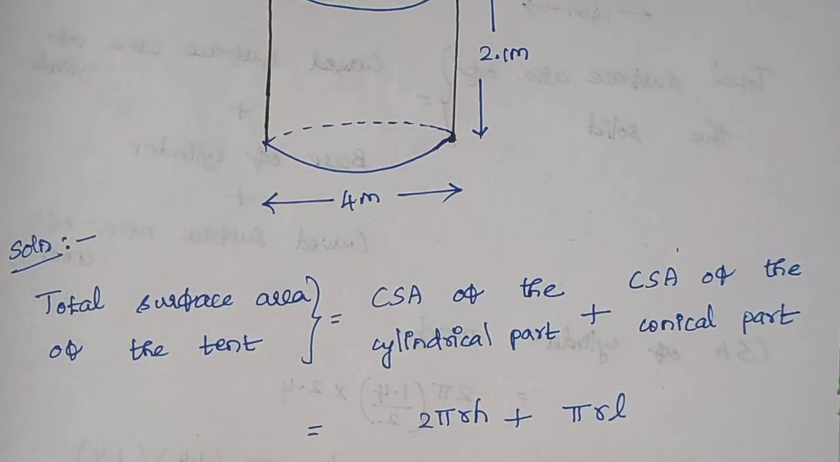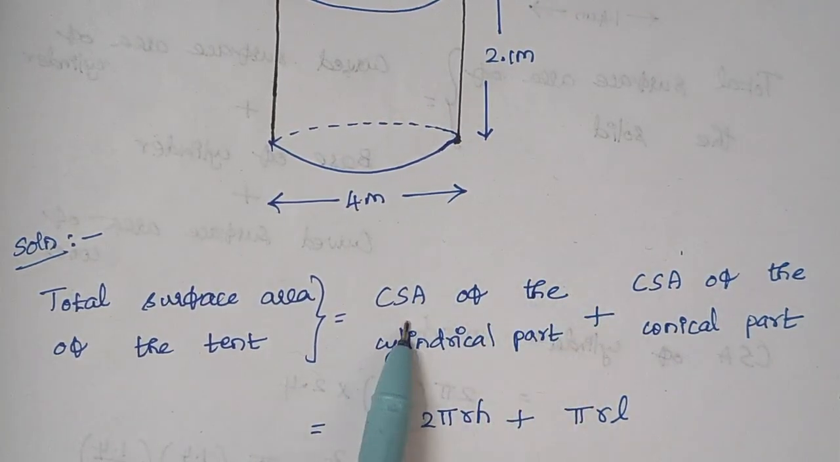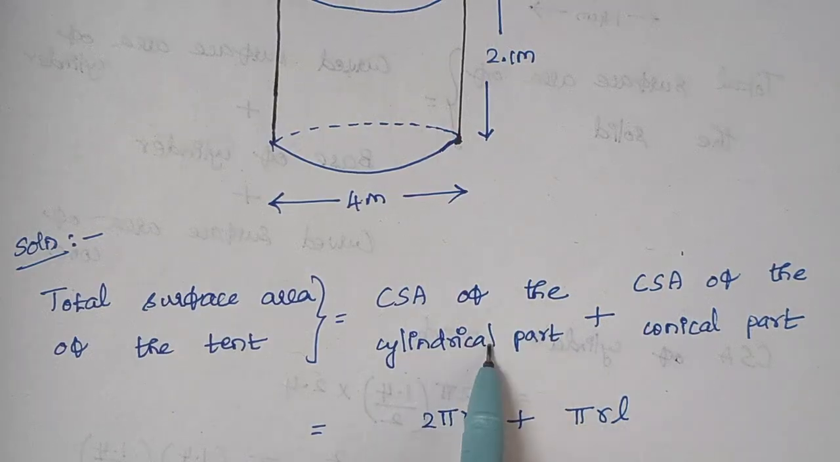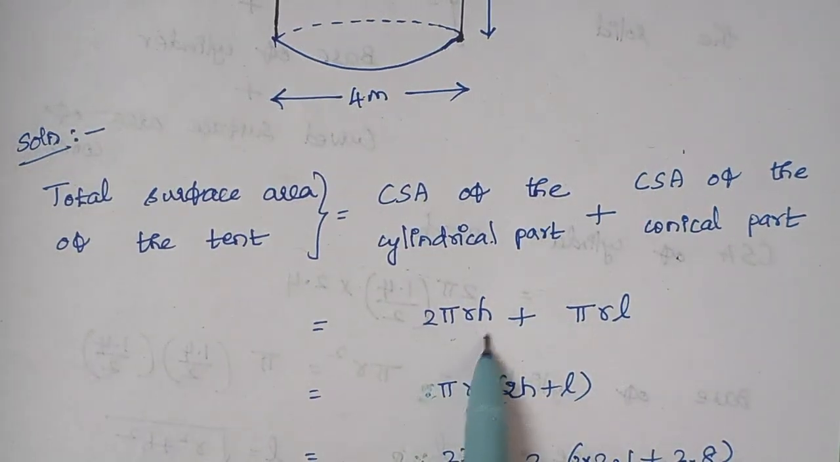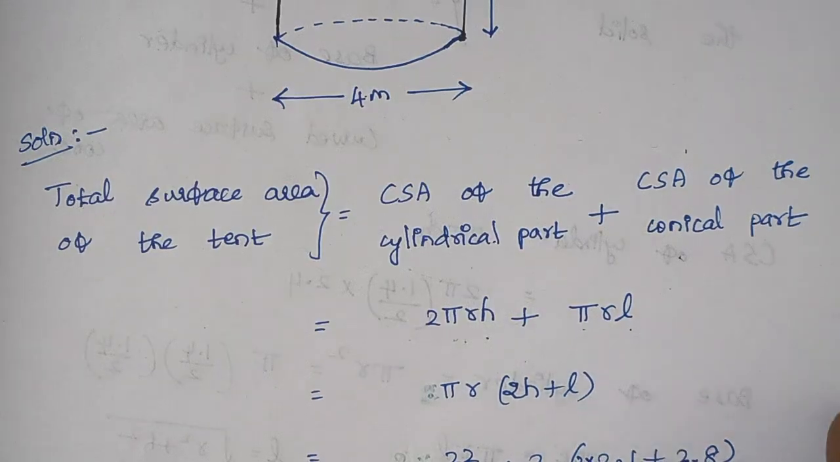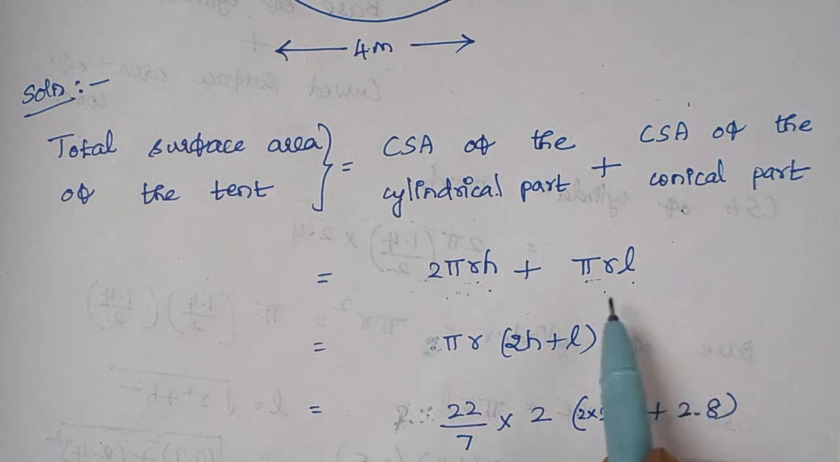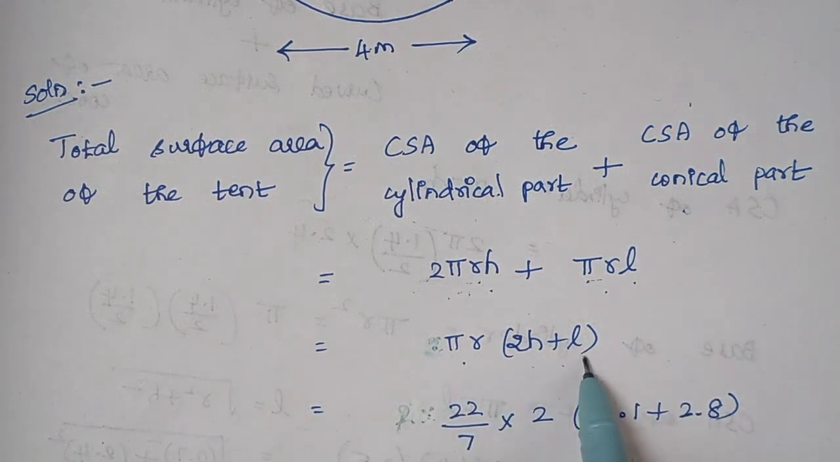So here the surface area of the tent is nothing but the curved surface area of the cylinder plus the curved surface area of the cone. What is the formula here? For the cylinder it is 2 pi rh, and for the cone it is pi rl. Pi r is common in both these terms, so I am taking pi r outside. The remaining terms are 2h plus l.